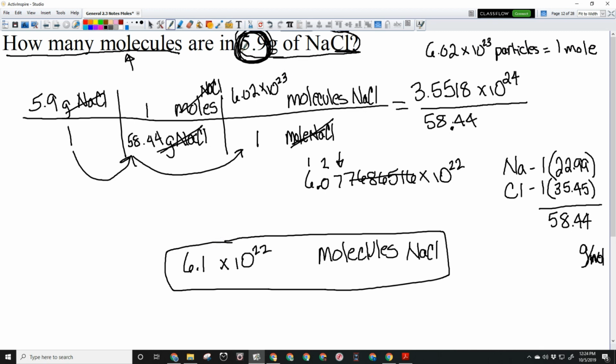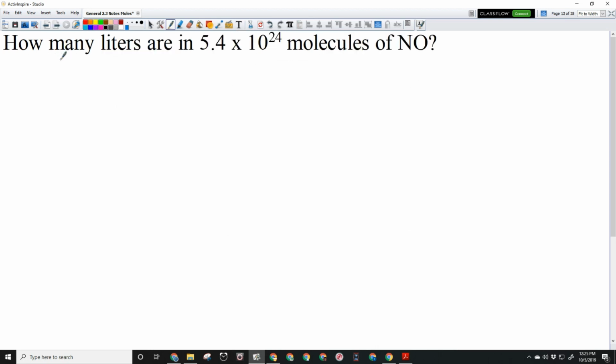So that's how many molecules are in 5.9 grams of sodium chloride. All right, so the only one we haven't done an example for is volume, for liters. So this last example is going to be for that. We're going to go from molecules of nitrous oxide, or nitrogen oxide, to liters. How many liters?